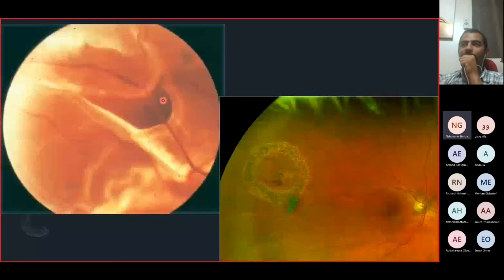Usually this patient will present with aggressive floaters due to the associated vitreous hemorrhage. Does this patient have detachment or not? I'll say yes. The edema of the retina here points to this area being detached.